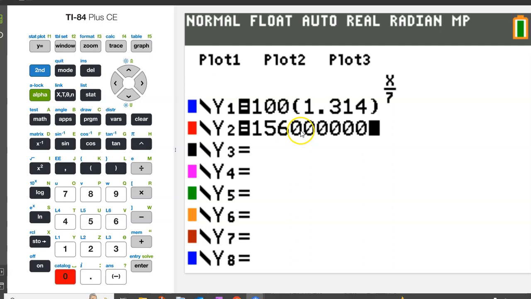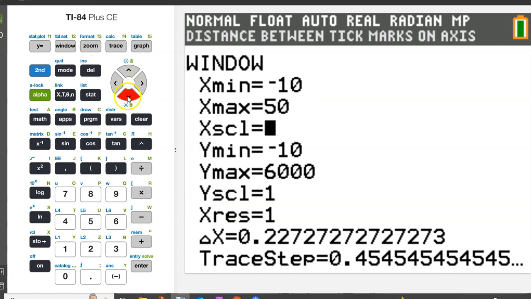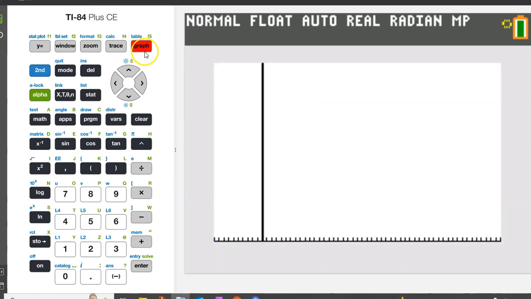We are going to have to adjust the window. So look at this 156 million. Y max needs to be bigger than that. So I think I'll let Y max be 200 million. Hit the window button and make that adjustment. I don't know how many days it will take, so I don't know how big X max needs to be. I'm going to try 50 and see what happens. Hit graph.